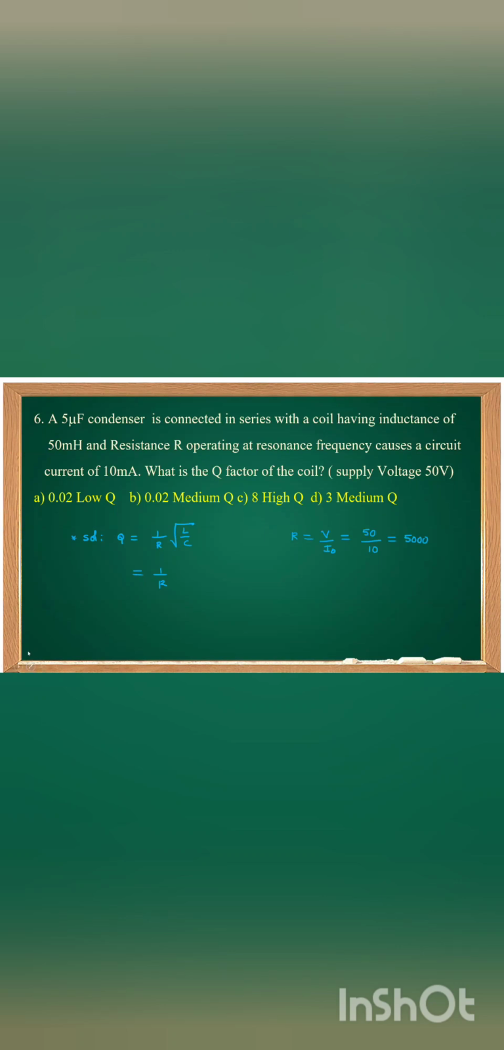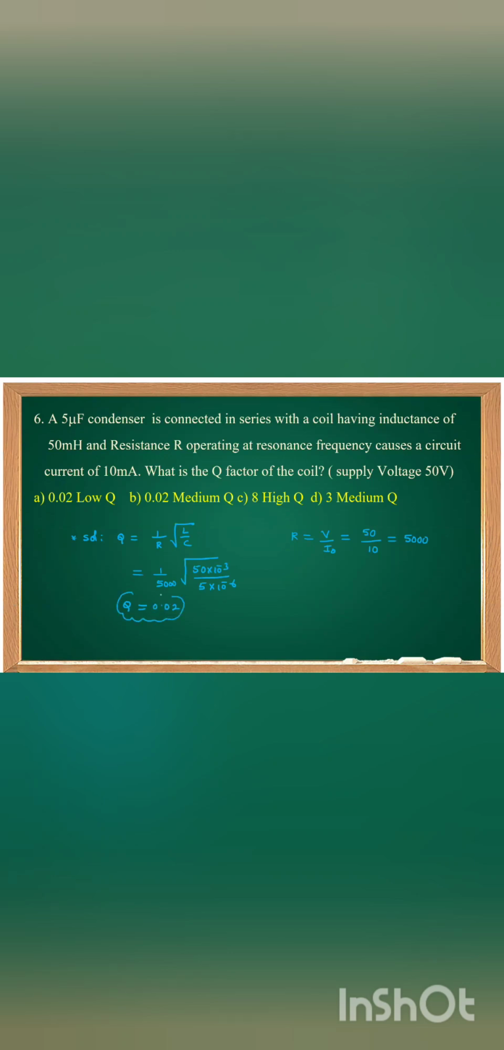Then you substitute R equal to 5000 in 1 by R into square root L by C. L is 50 millihenry and C is 5 microfarad. Now simplifying this, approximately how much do you get? The quality factor equals 0.02.